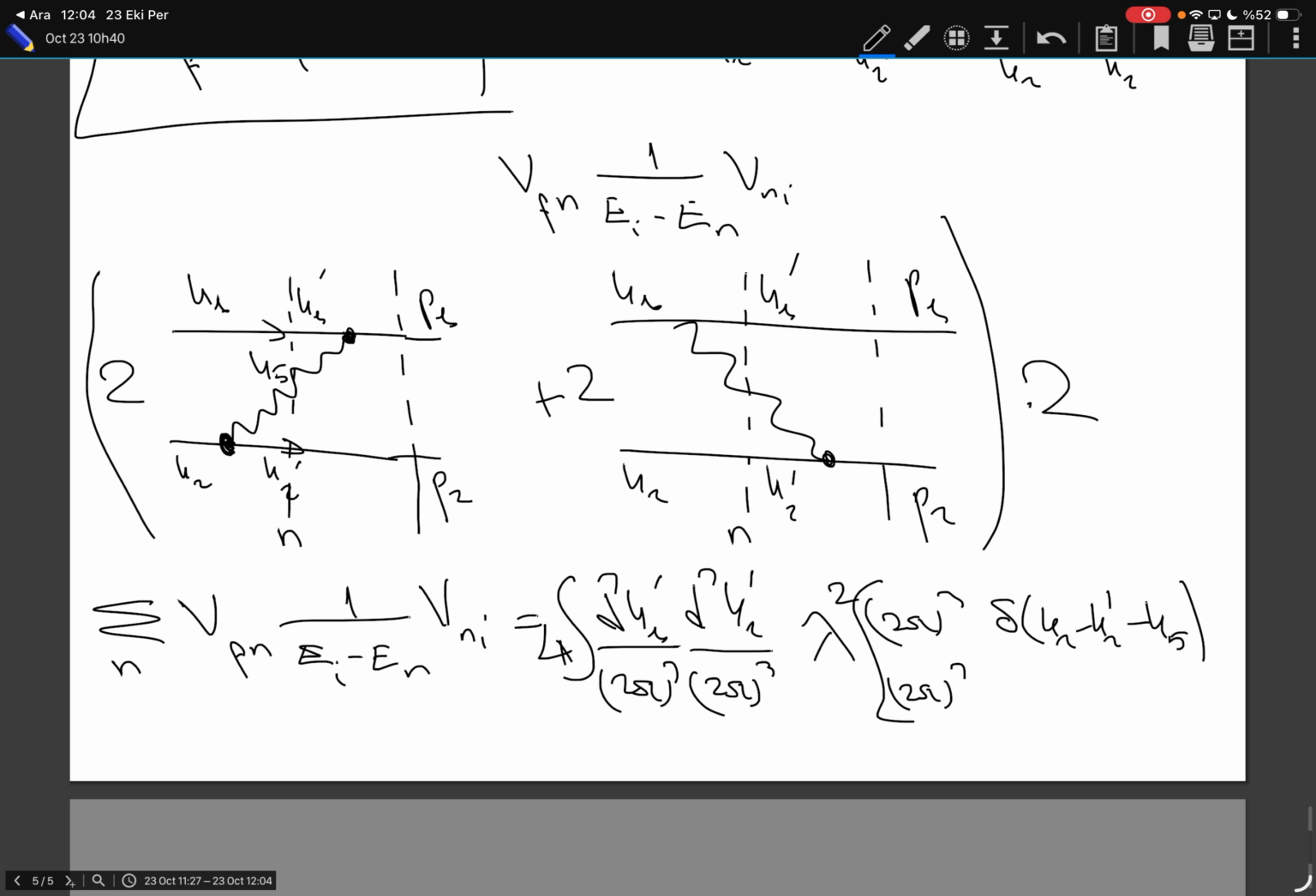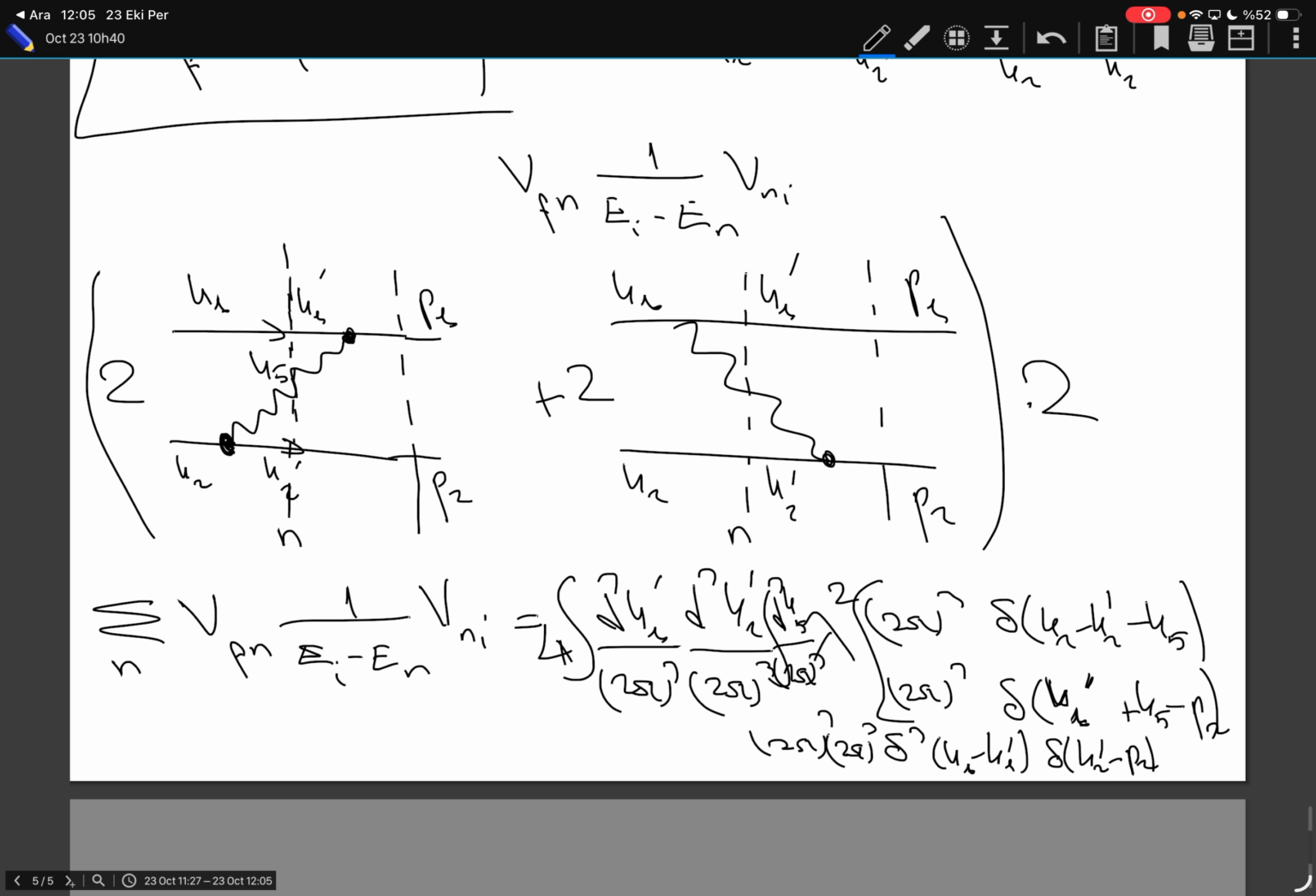This is the energy momentum conservation here. Then I have Dirac delta K1 prime plus K5 minus P2, and sorry, I have another d cubed K5, and I have Dirac delta K1 minus K1 prime, Dirac delta K2 prime minus P2, 2 pi cubed, 2 pi cubed.